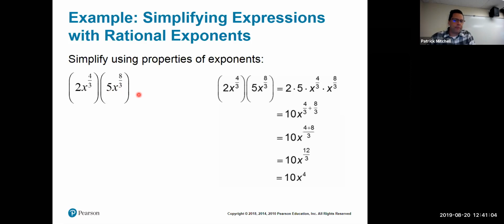Hopefully that's a problem that you did 100 times in your algebra class. You multiply the 2 and the 5, and then you add the exponents. So if this was a 4 and this was an 8, the answer would have a 12th power in it. It works the same way if the exponents are fractions. So 2 times 5 is 10. And then x to the 4/3 times x to the 8/3, I'm going to add the exponents. They have rigged this problem so that it comes out to a nice answer. 4/3 plus 8/3 is 12/3, which simplifies to 4. So that comes out to 10x to the 4th.